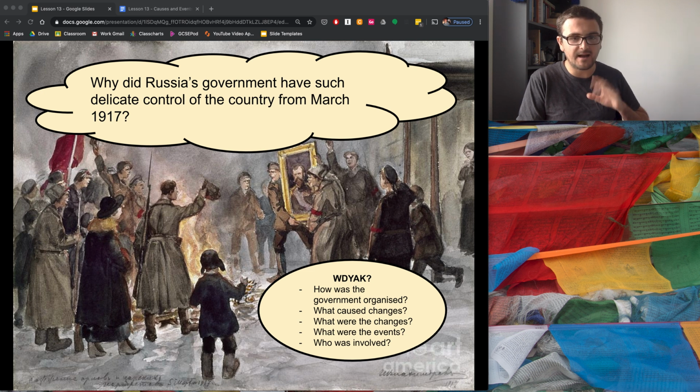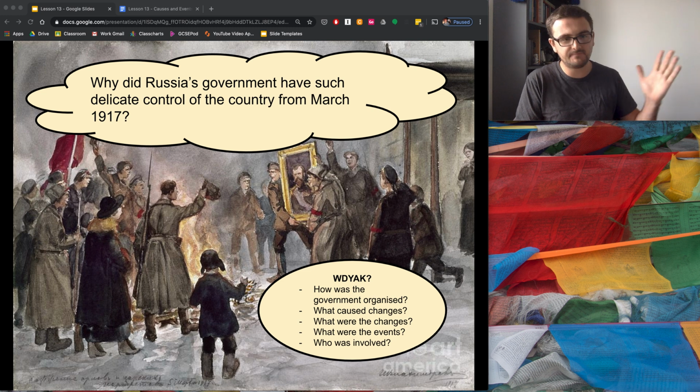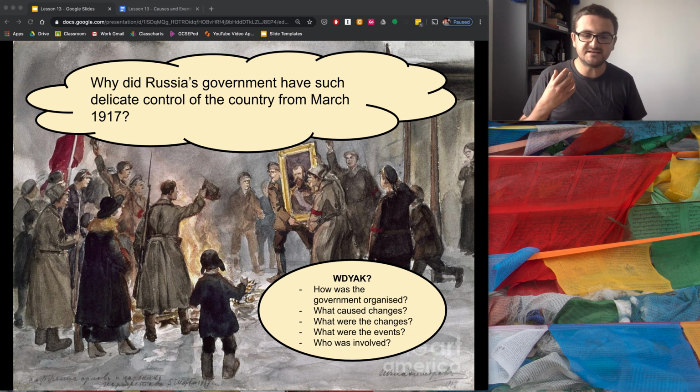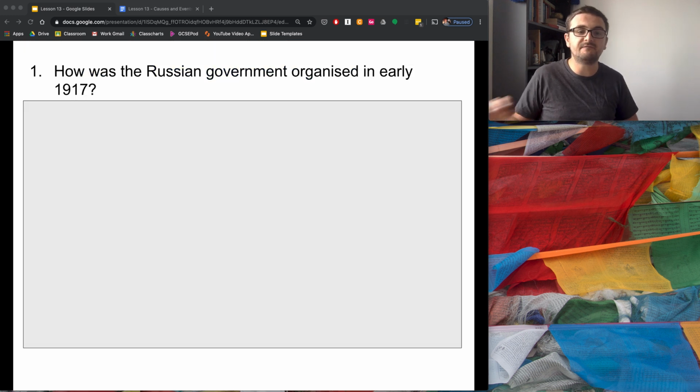Excellent. I'm not going to go through this with you at the moment because this whole lesson today is going to answer that question. Then at the very end, you're going to come back to it and answer it in hopefully even more depth than you have just said. So keep it in mind. The story we're looking at is why the Russian government had such delicate control of the country from March 1917. Now, in order to do this, we need to first look at what the Russian government was like before 1917.